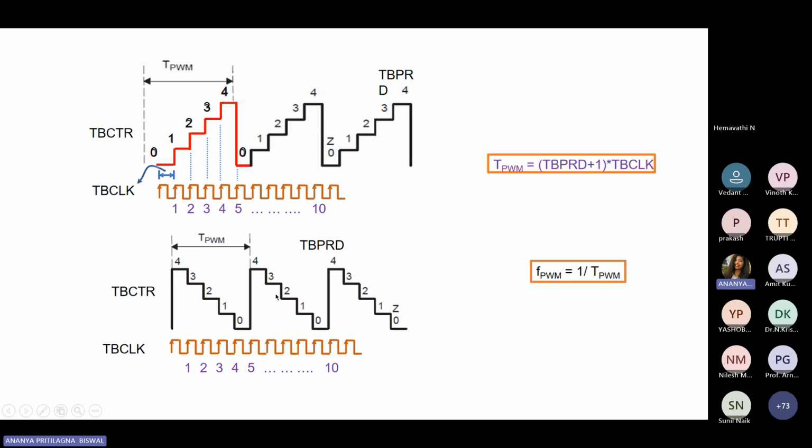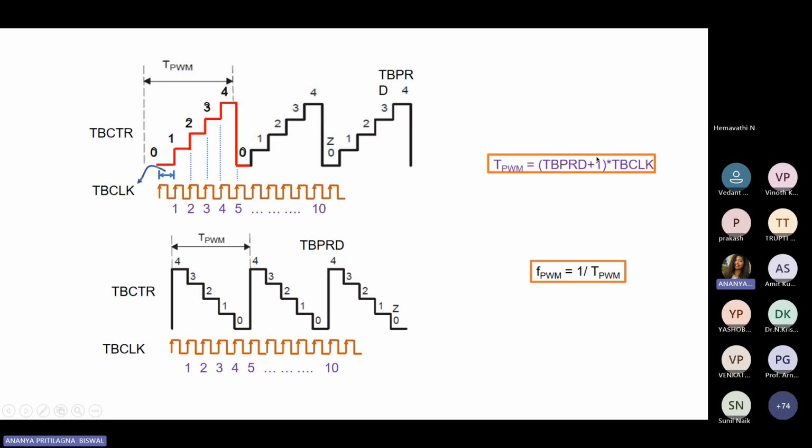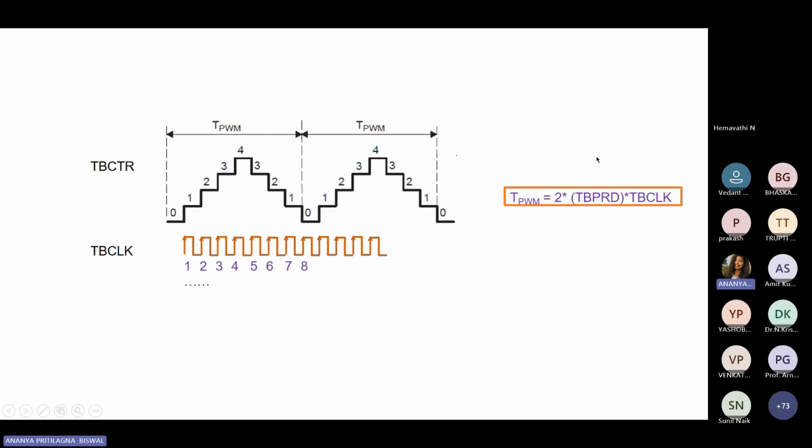Similarly, for the down counter, the same formula applies, but the action qualifier will change its values like set, reset, and toggle operations. This is for down counters. Here, as we are counting twice, in the previous formula there is a plus one, so it will be eliminated for this up and down counter.